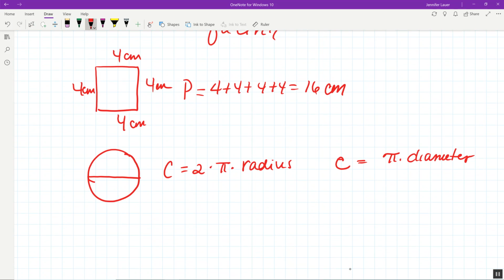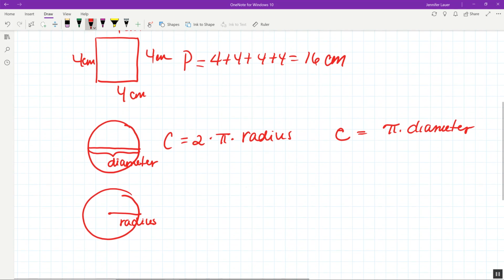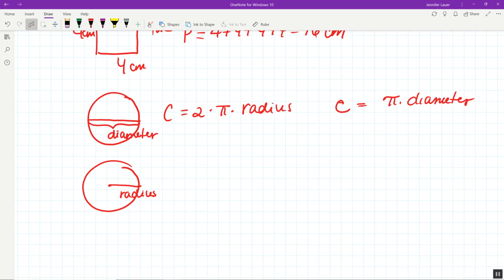So the distance across a circle is its diameter. If we took a circle and we did from the center out, this is what we would call a radius or radii. Now, let's say you have a circle and you want to know the circumference, the distance around it. It's going to have to give you either diameter or radius.